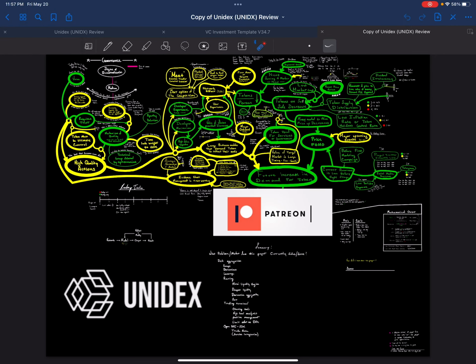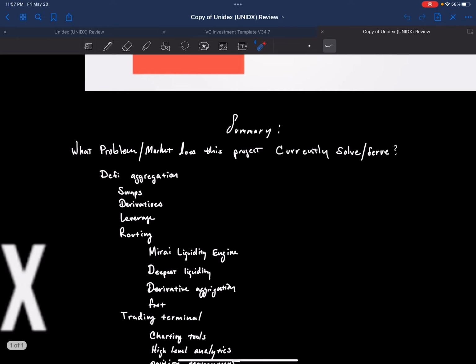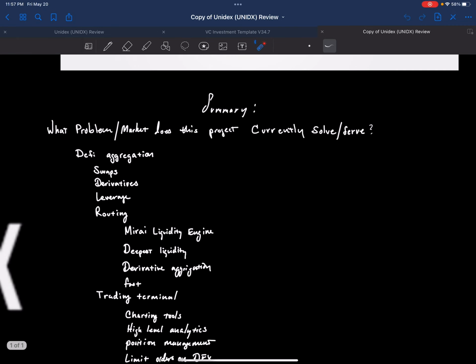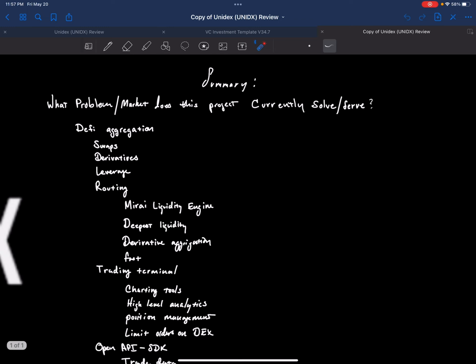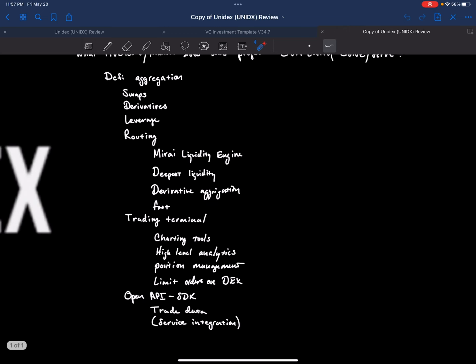This is the model. So basically, I give a rundown of these projects, run it through the model, and attempt to see if it'll be a good ROI. So what problem or market does this project currently solve or serve? It is a DeFi aggregator.